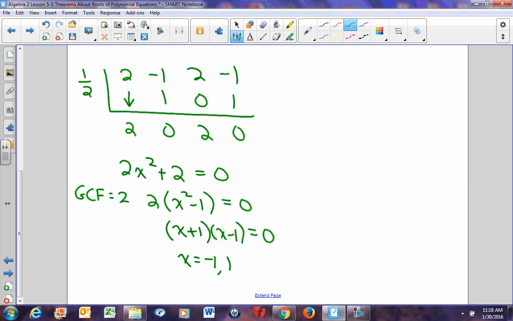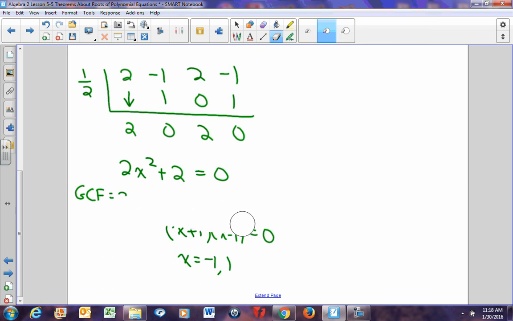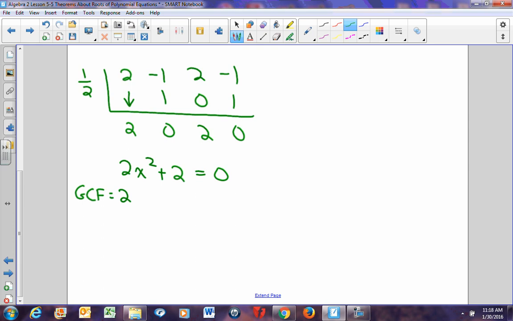Plus 2. Man, I'm having a hard time. Sorry about that. It's plus 2, I missed my sign. So then when I take a 2 out, I get x squared plus 1 equals 0. So x squared equals -1. So x equals the positive and negative square root of -1. Well, the square root of -1 is i, so x is equal to plus and minus i.